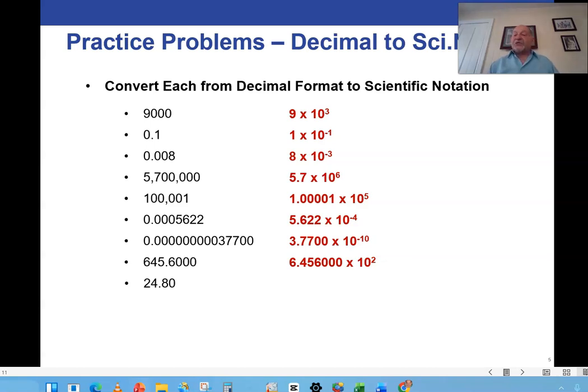10 to the 2 means the number is in the hundreds. 10 to the 3, the number would be in the thousands. And looking at the last number, 24.80. Well, this is in the tens.